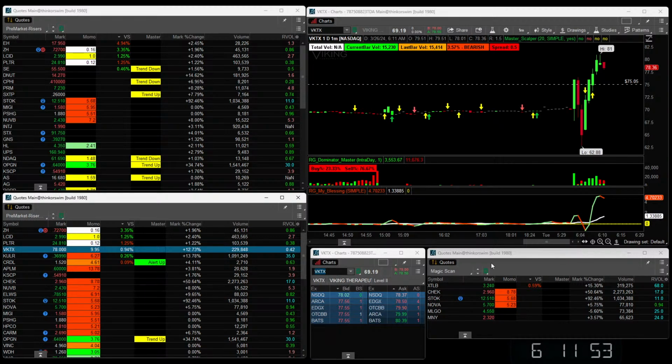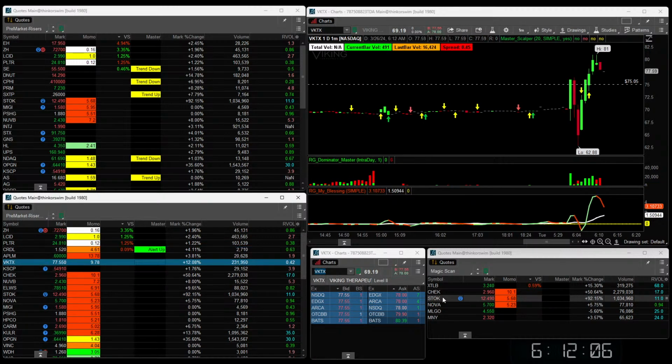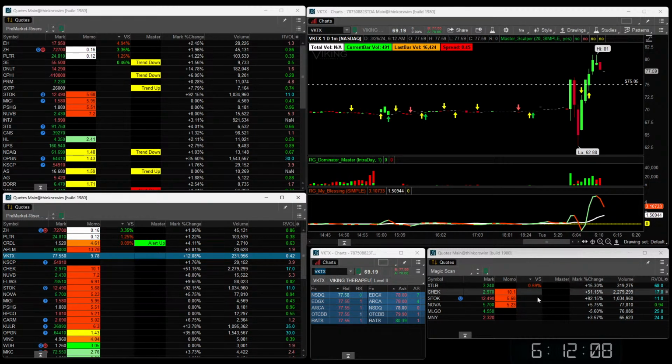This scan over here is Magic Scan, and it is magic. It kind of keeps track of what's going on for us during the pre-market. There's that CHEK and the STOK. It's doing its thing over here. It's a very good scan to watch during the day.